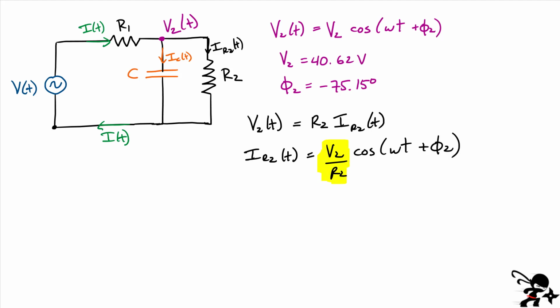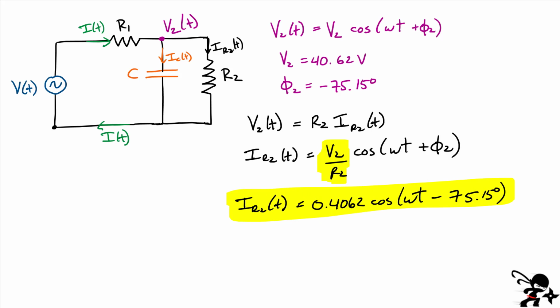And right away, you should be able to see this amplitude. Let me just go ahead and write everything out here, I_R2 of t. So this is the voltage divided by the value of the resistance, which was 100. So this becomes 0.4062. We still have cos of omega t, and it's the same phase angle, right? Minus 75.15 degrees. So now we know the current flowing in that resistance R2. It has to be in phase with the voltage over here.